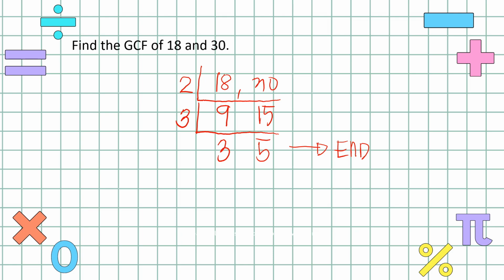So, where can we get the GCF? The GCF is actually the product of the prime factors we wrote on the left side. So, 2 times 3 is 6. And that is the GCF of 18 and 30. And that is correct since 30 and 18 can both be divided by 6.